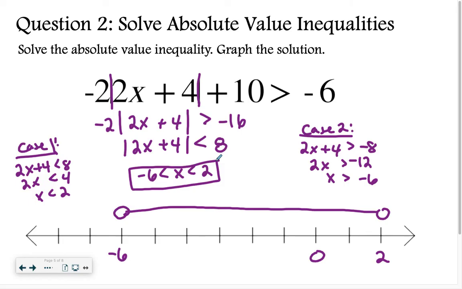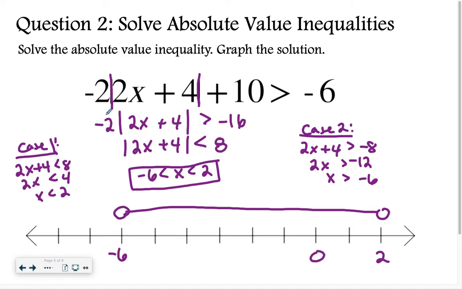One of the common errors I would say probably happens with this problem is either forgetting to isolate the absolute value before you did case 1, case 2, or when you moved that negative 2 to the other side, you did negative 16 divided by negative 2, that becomes a positive 8.